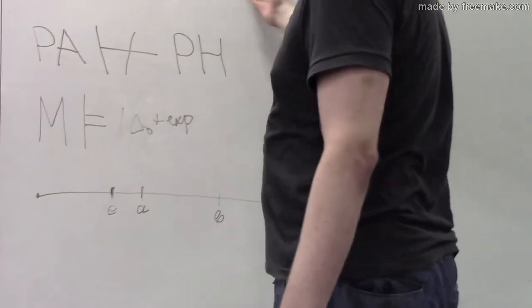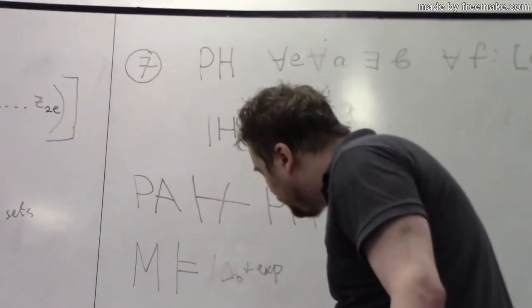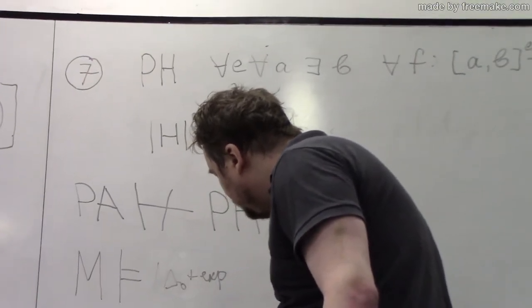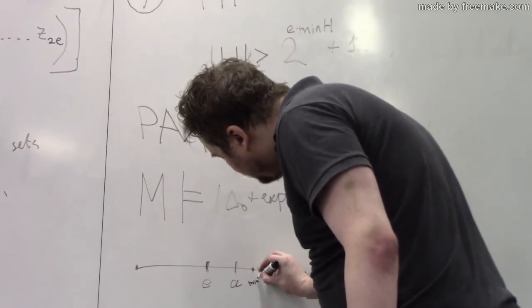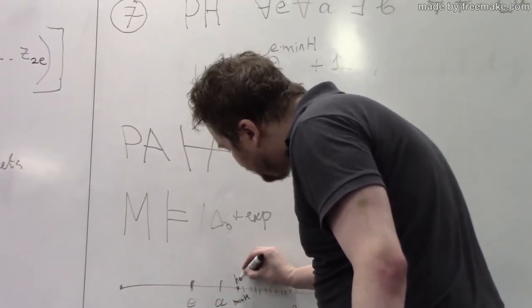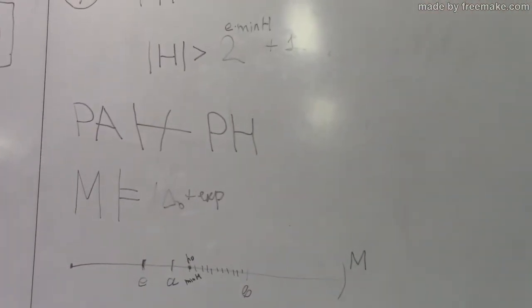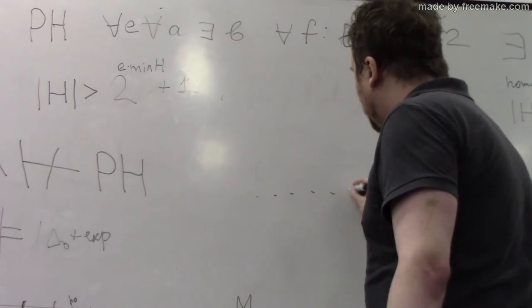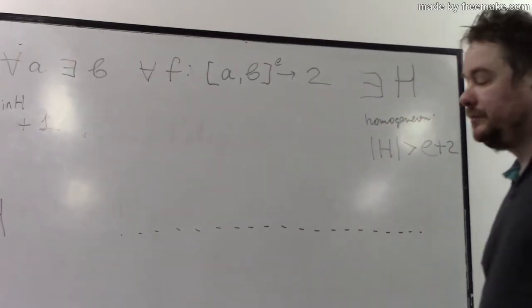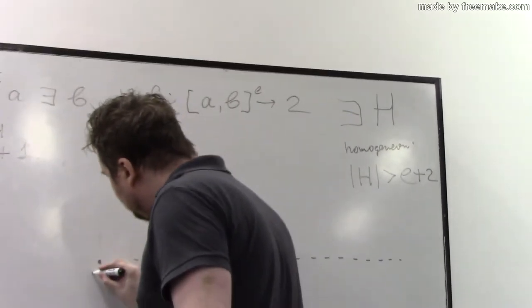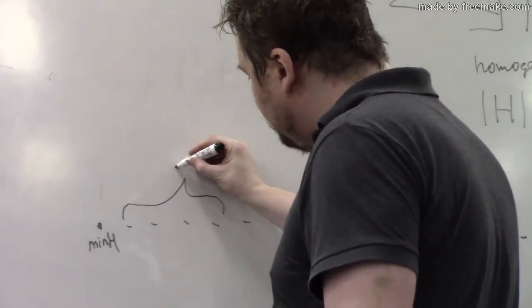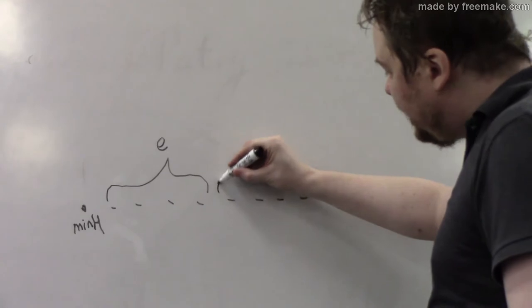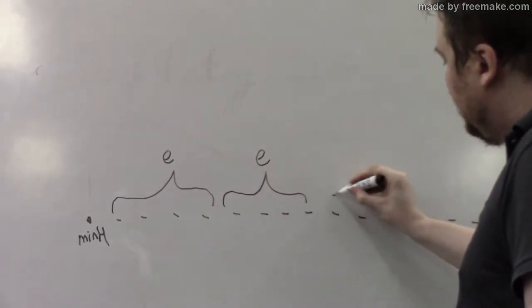And let's extract the homogeneous set H, monochromatic, for this coloring. And this is min H, H0. Let's grab a microscope and look at the set H. This is min H. Then come the next E elements, then come the next E elements, etc.